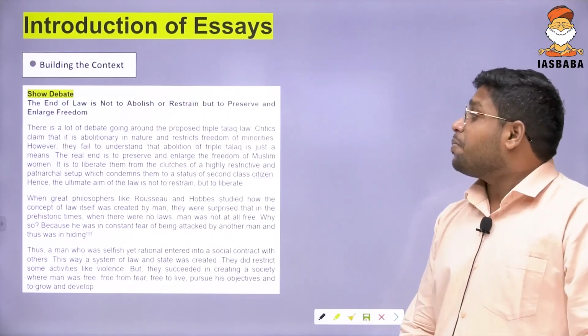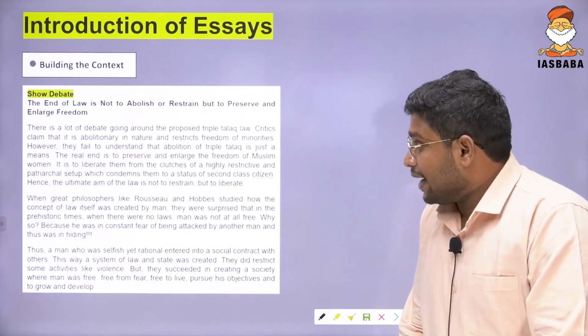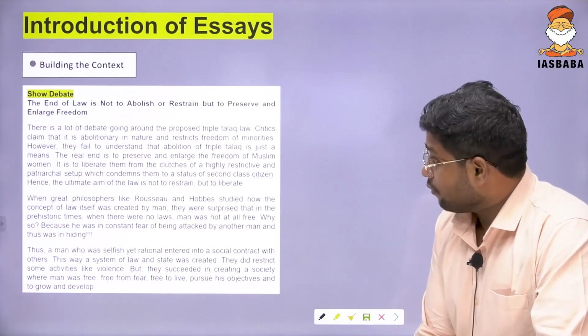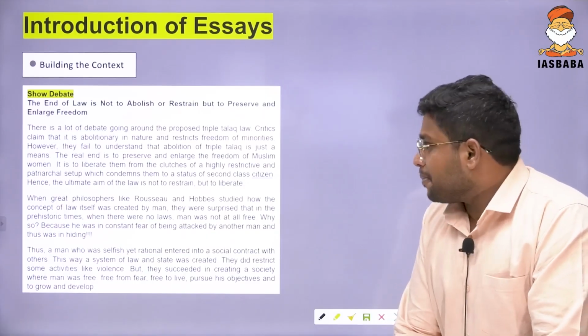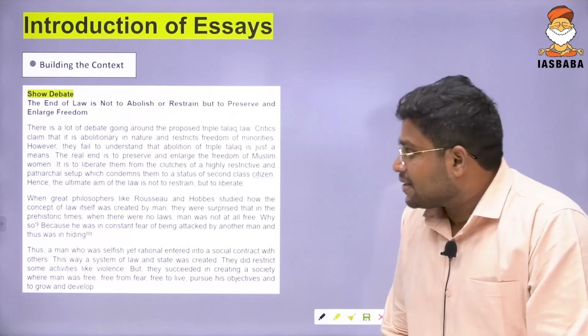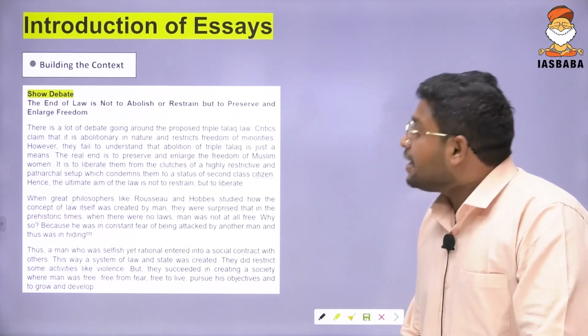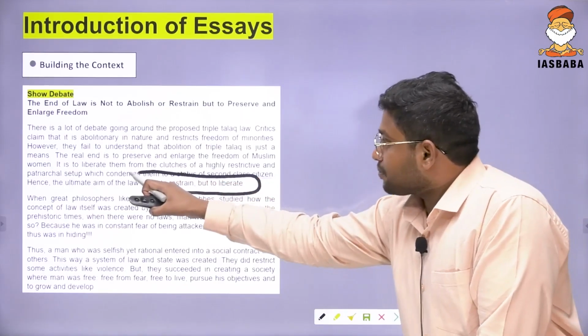The real end is to preserve and enlarge the freedom of Muslim women. It is to liberate them from the clutches of a highly restrictive and patriarchal setup, which condemns them to a status of second-class citizen. Hence, the ultimate aim of the law is not to restrain, but to liberate.